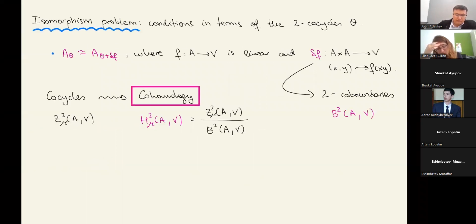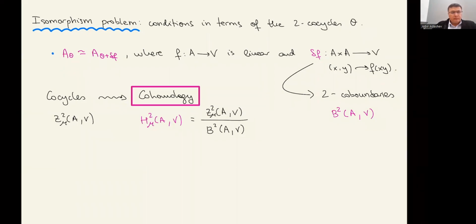But of course, okay, we can construct extensions. We know that every algebra is going to be an extension, but we need to solve the isomorphism problem. And we want to solve it in terms of the 2 cocycle theta. So the first thing to do clearly is that the isomorphism class is not going to depend on the cocycle theta, but on the class of cohomology.